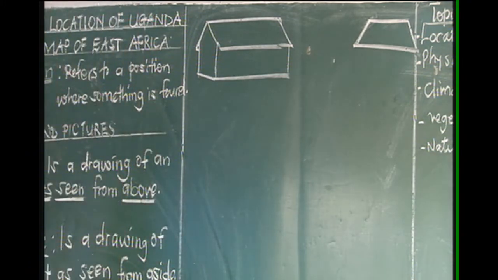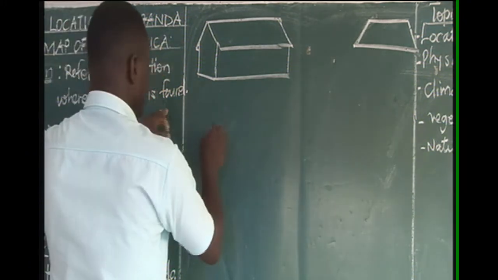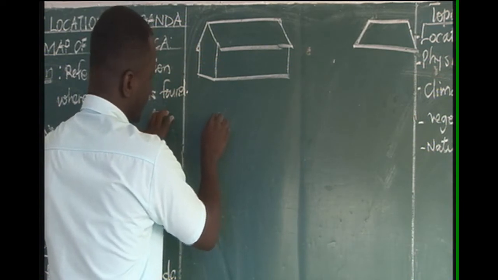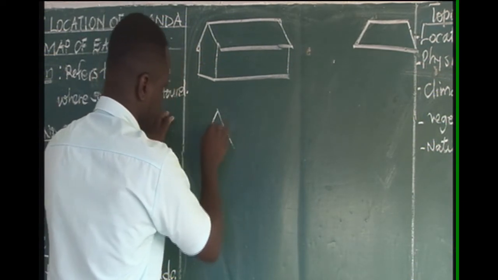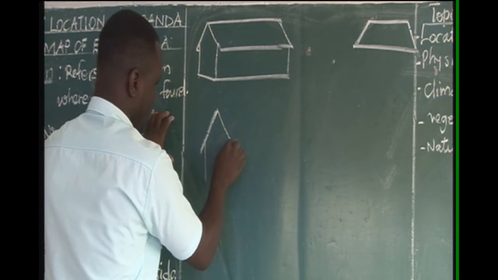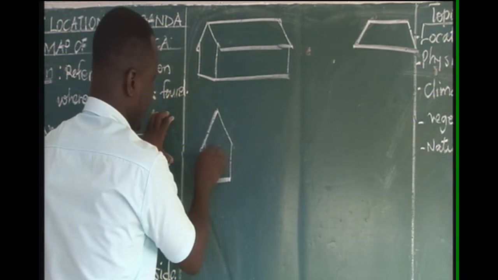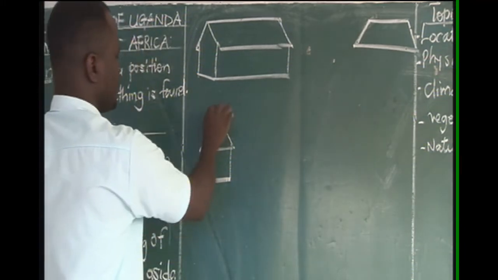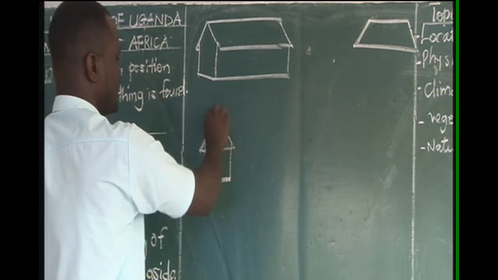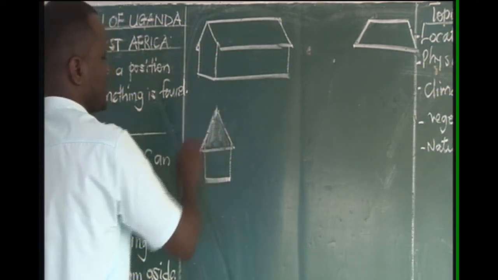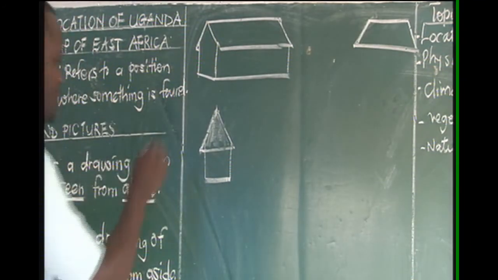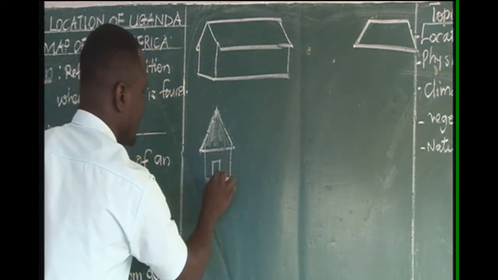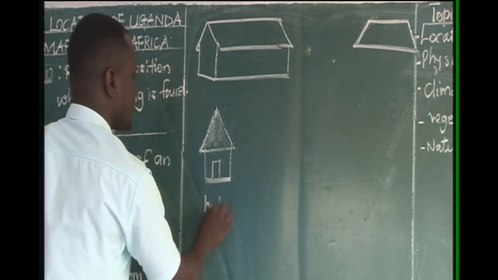From above. Next is, if we are to have a hut, let's draw a hut. A hut is a grass-thatched house. This is what we call a hut. Here you can have the grass, a grass-thatched house. This is the picture of that house that we call a hut.